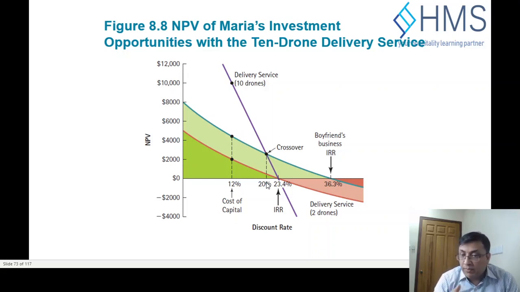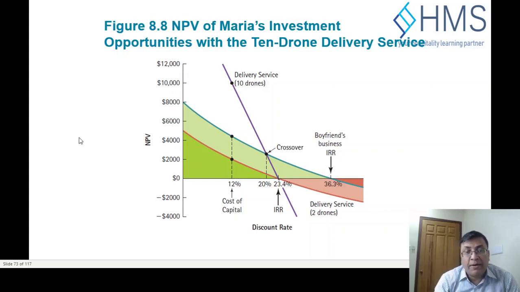Since the cost of capital for Maria is 12% and the crossover point is 20%, it's better for her to invest in her own business rather than in the boyfriend's business. If the cost of capital was higher than the crossover point, then it would be worthwhile to invest in her boyfriend's business rather than in her own business. So that's how we make a decision between two different size projects.